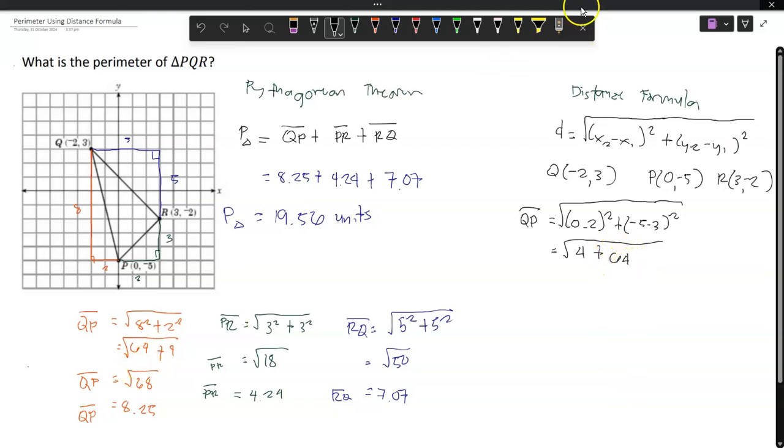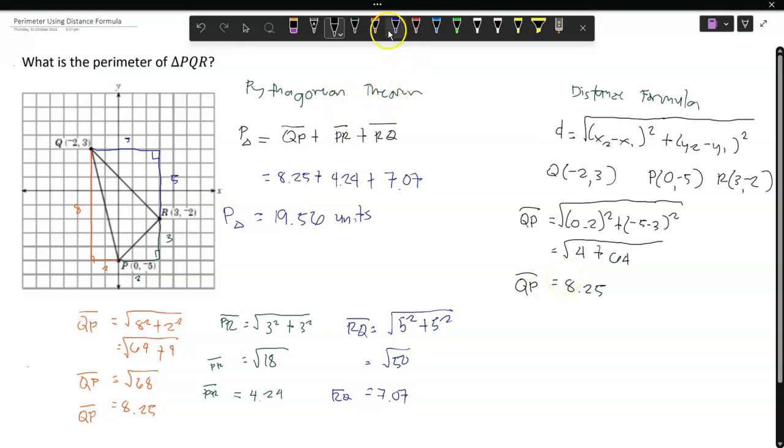Alright, and if you notice, that is just the same as before. So I know that this will give me 8.25. So again, QP is 8.25.